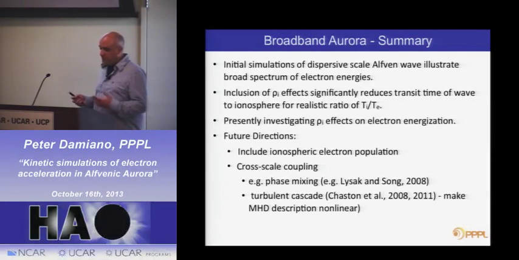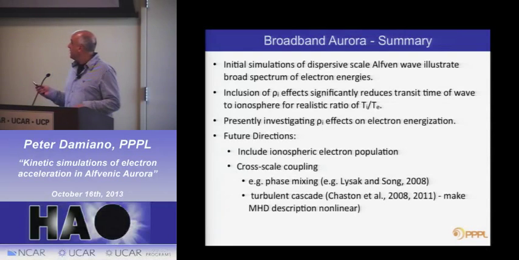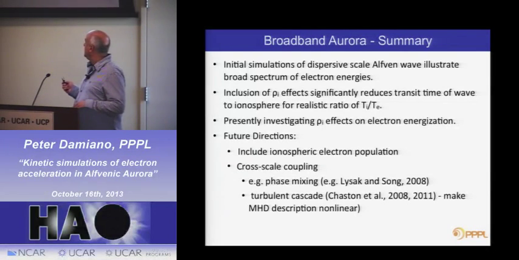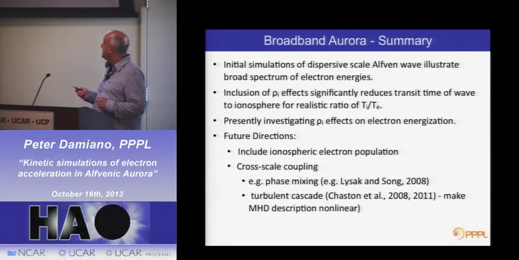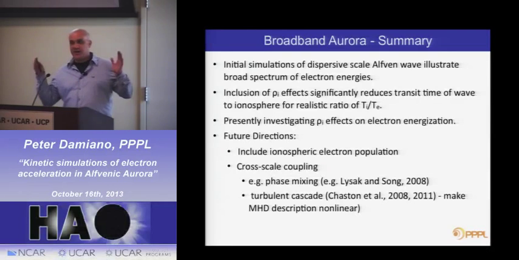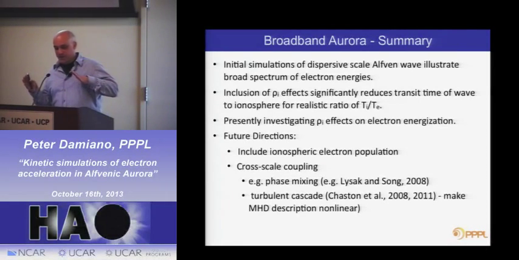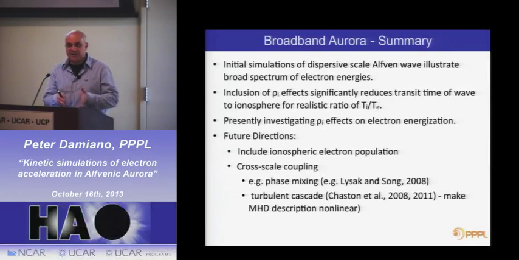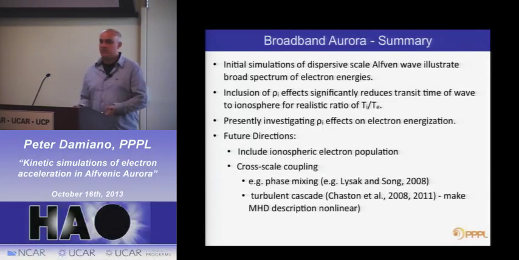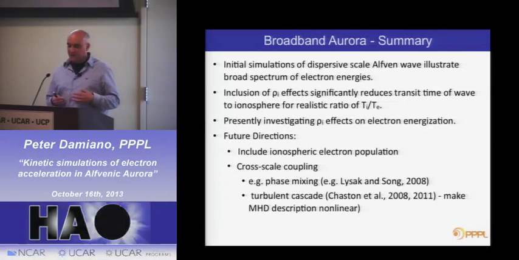The other is, for example, turbulent cascade, which was simulated, for example, by Chaston et al. in 2011 with an MHD approach. We are trying to move in that direction as well by making our MHD description nonlinear, so we can consider how global scale energy would be reaching these dispersive scales. Is it a turbulent cascade? Is the energy being imposed at the reconnection site, for example, by a ballooning mode or something like that? There's a lot of work to be done in understanding how this energy is reaching dispersive scales.